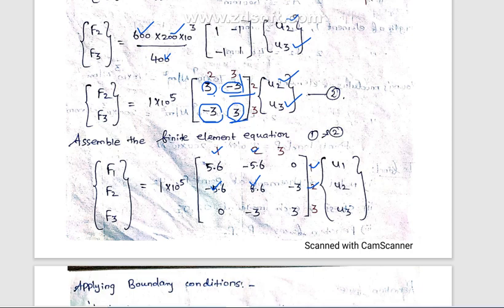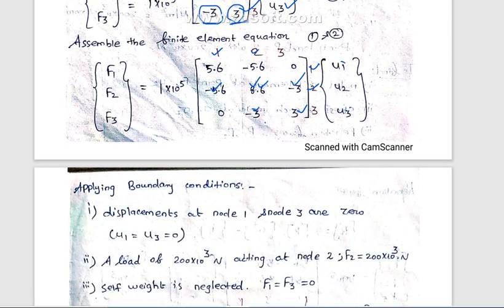Already it is 5.6 plus 3, which becomes 8.6. Then this minus 3 is located in the second row, third column, so you put minus 3 here. And this minus 3 is in the third row, second column, so you put minus 3 here. And this 3 is in the third row, third column, so you put this value here. So this is the global finite element equation for U1, U2, U3.